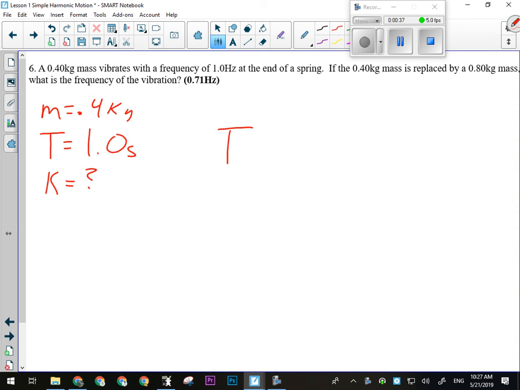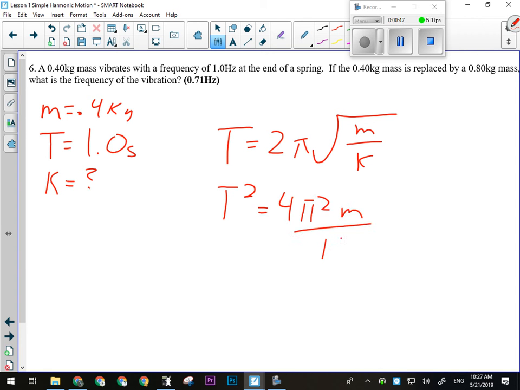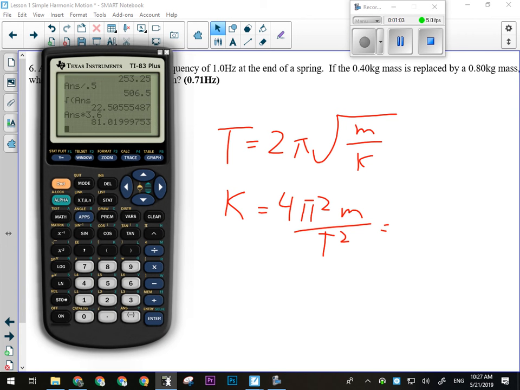I'm going to say that T equals 2 pi times the square root of m over K, and I'm going to solve for K. The first thing I have to do is square everything. Then I'm just going to switch T squared and K, so that I'm solving for the spring constant of the spring. I'm going to have 4 pi squared times m, and that gives me K because T is 1. So we have 4 times pi squared times 0.4 kilograms. Our spring constant is 15.79 newtons per meter.